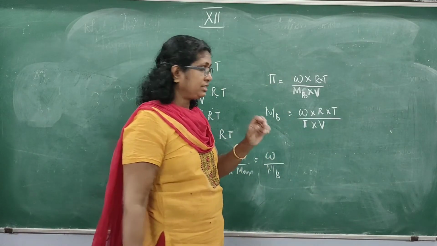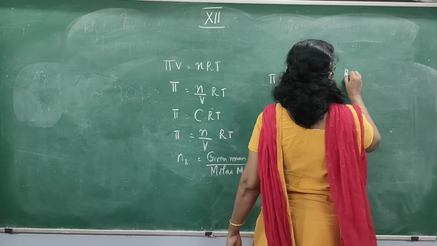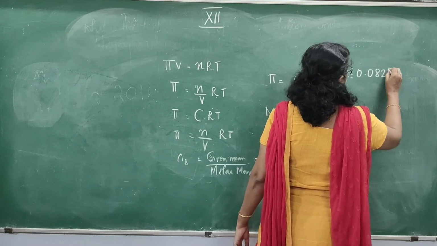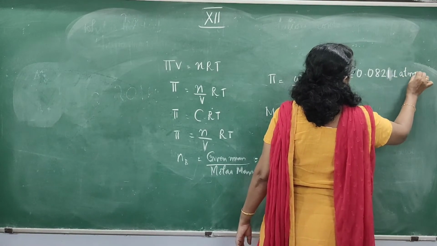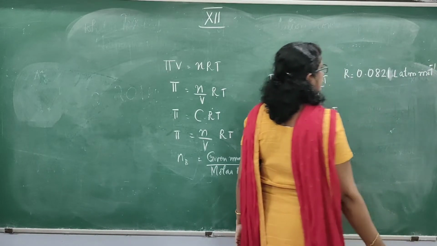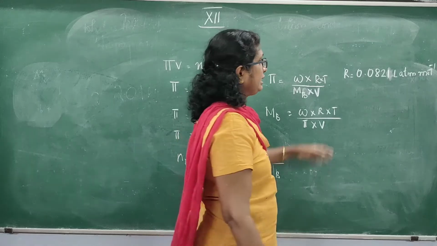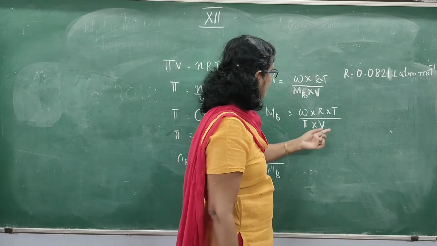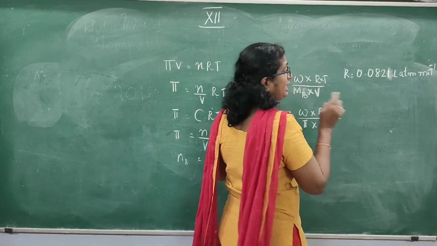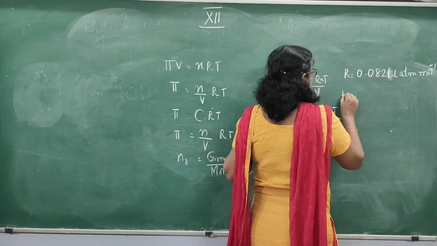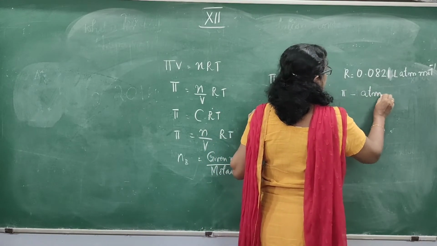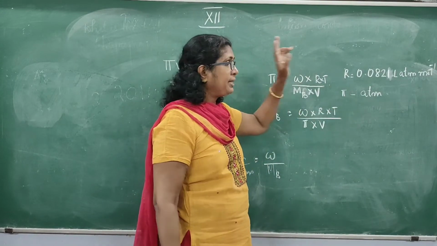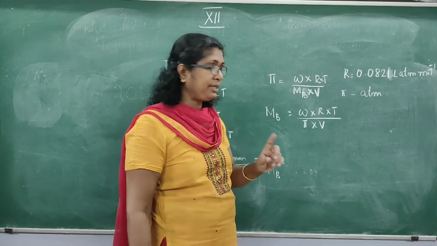Now the conditions. What is the value of R? R is equal to 0.0821 liter atmosphere mole inverse, isn't it? That is the value of R. Now, per kelvin. So, T is temperature in the absolute scale. Now, the pi must then be in atmosphere. The unit of osmotic pressure must be either atmosphere or bar, barometric pressure.